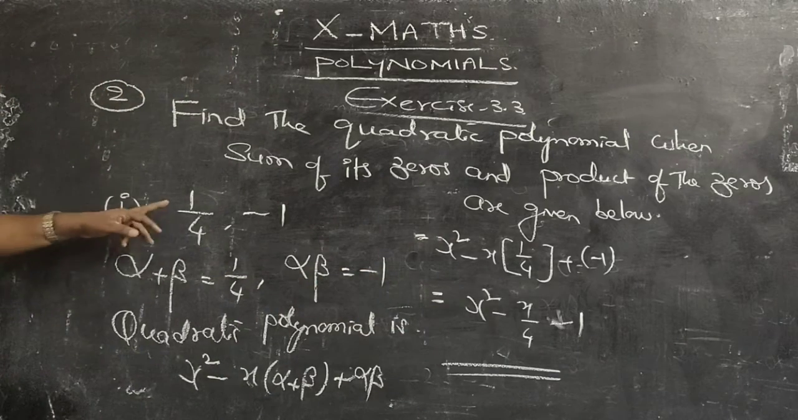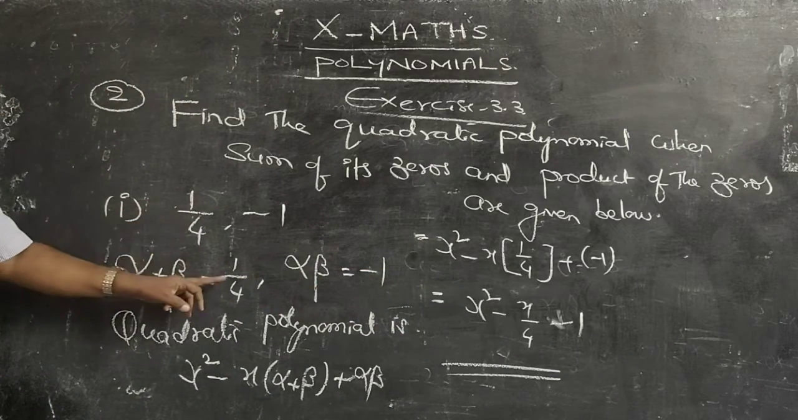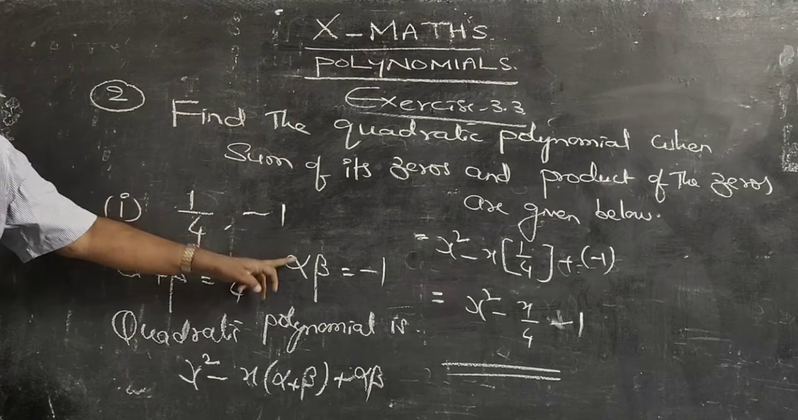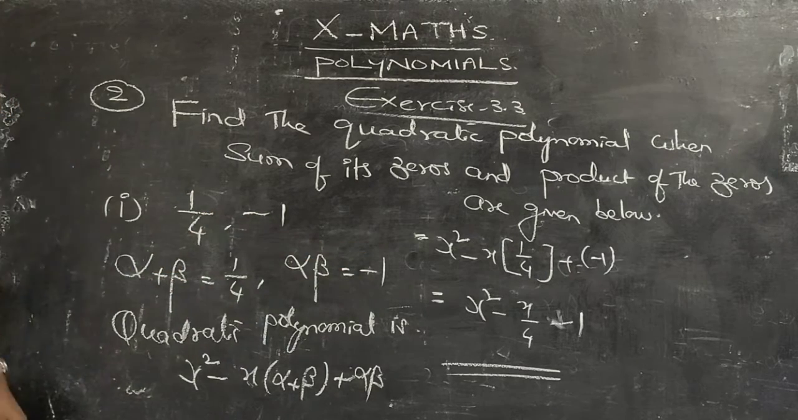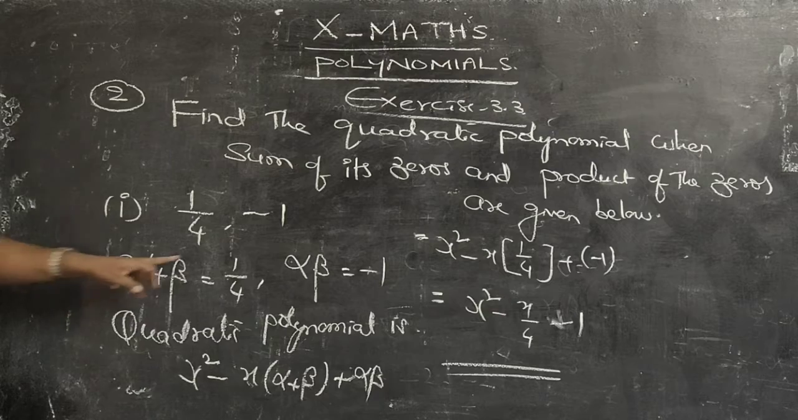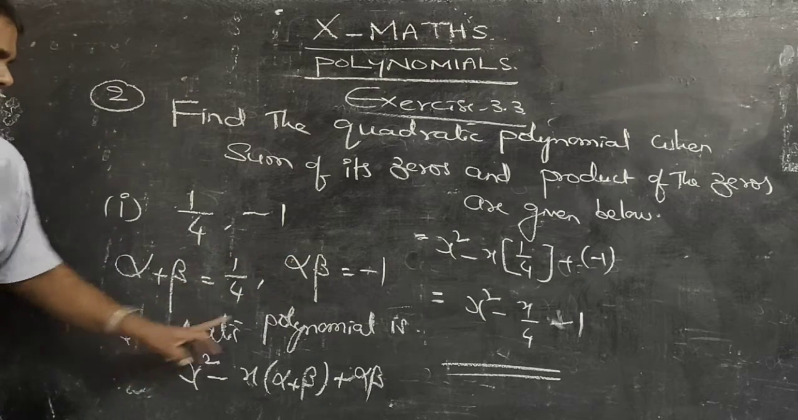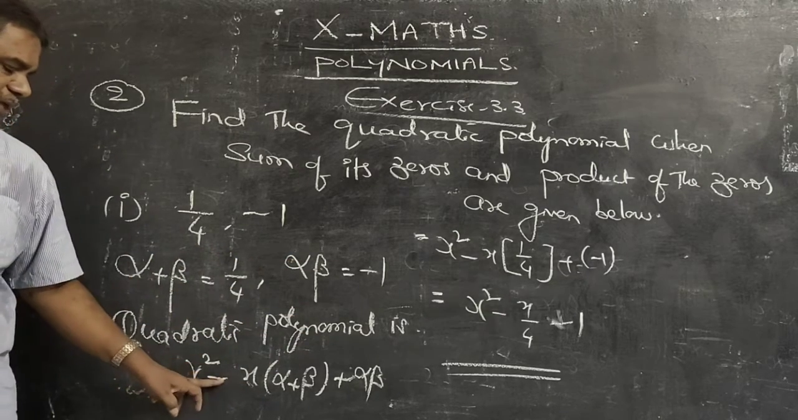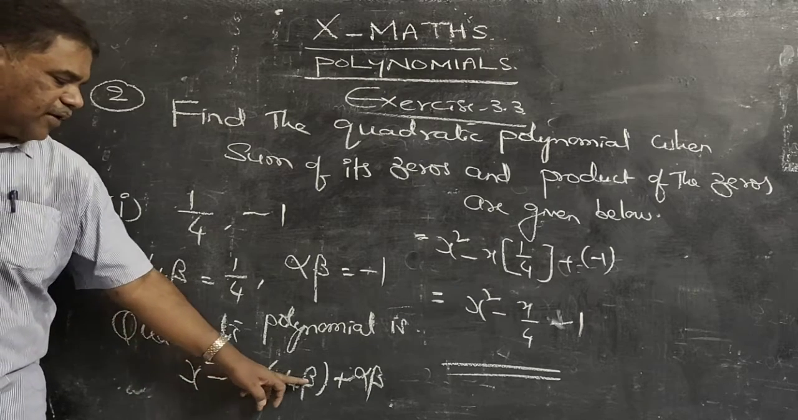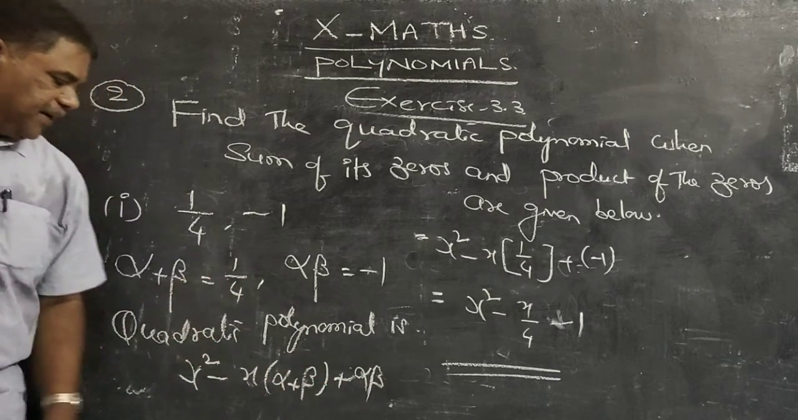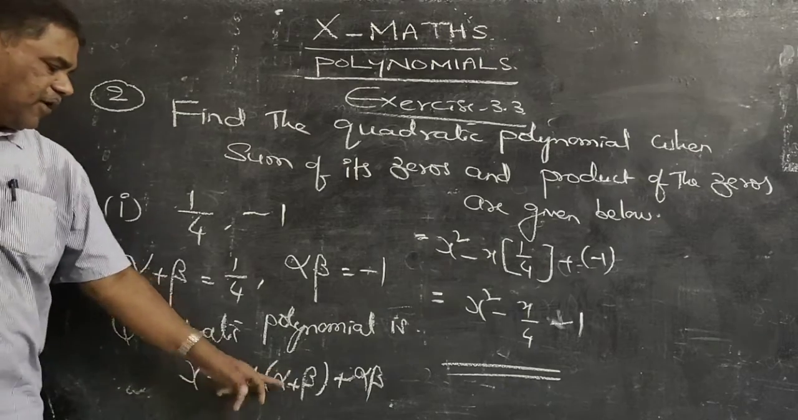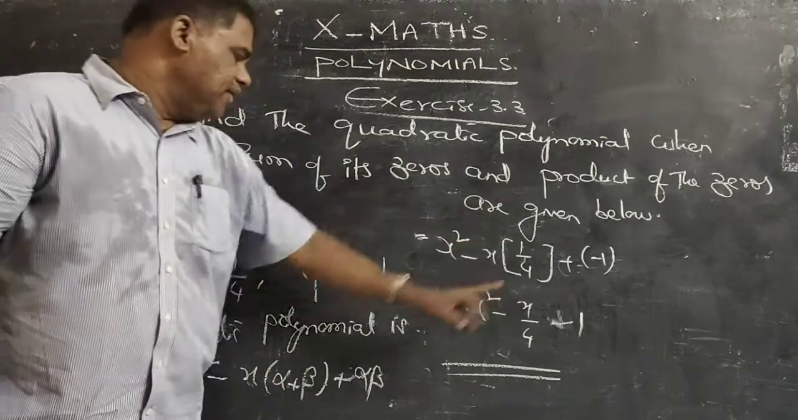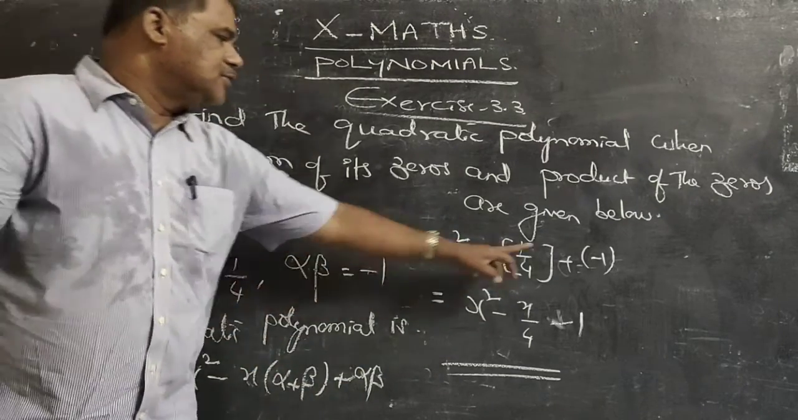So here the first one is the sum of the zeros, alpha plus beta. The second one is the product of the zeros, that is alpha into beta. If we know alpha plus beta and alpha into beta, the formula is x square minus x into alpha plus beta plus alpha beta. So in place of alpha plus beta substitute 1 by 4 and for alpha into beta substitute minus 1.